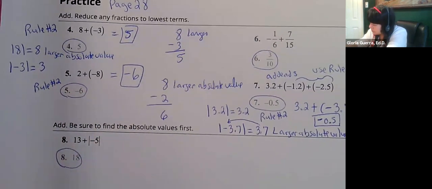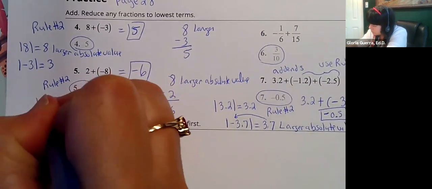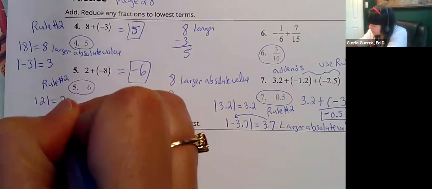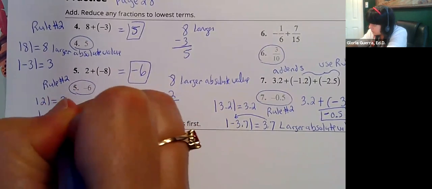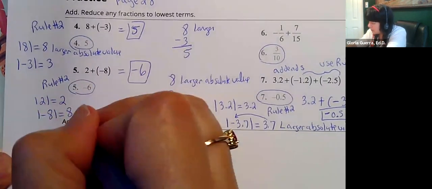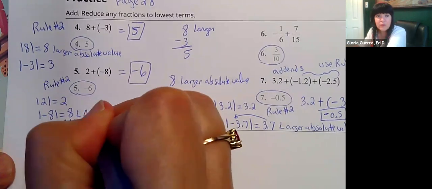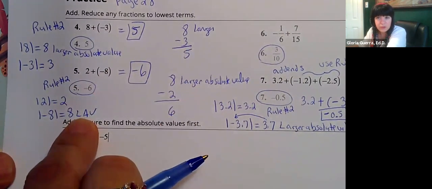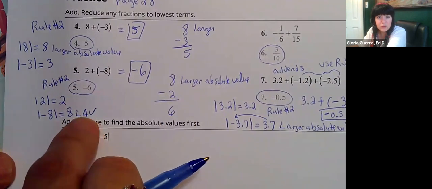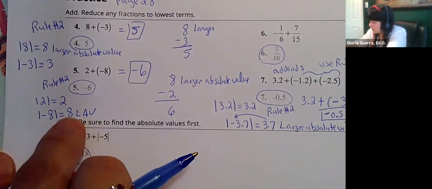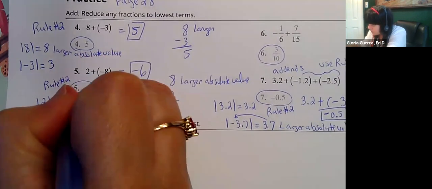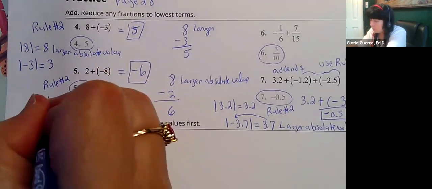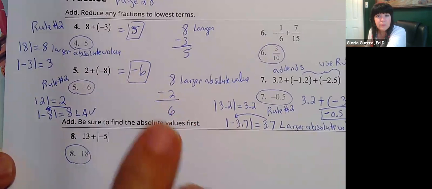So again, the absolute value of two is two. The absolute value of negative eight is eight, okay? This eight has what I call LAV, the larger absolute value. So you want to keep the sign of this number when you backtrack. See how it's negative? So this is going to be a negative six, right?